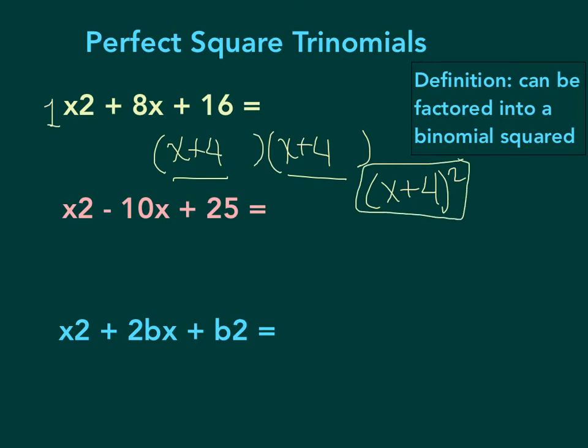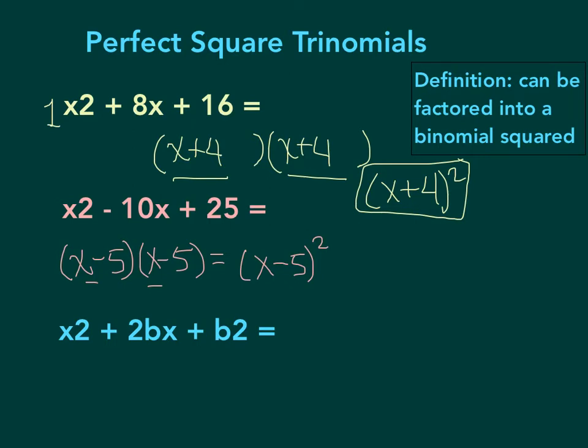So a second example is x squared minus 10x plus 25. Well, two numbers that multiply to 25 and add to negative 10 are negative 5 and negative 5. So I'd have x minus 5 times x minus 5. Again, I have the same binomial twice, so that's really just x minus 5 squared. You may be observing a pattern here.